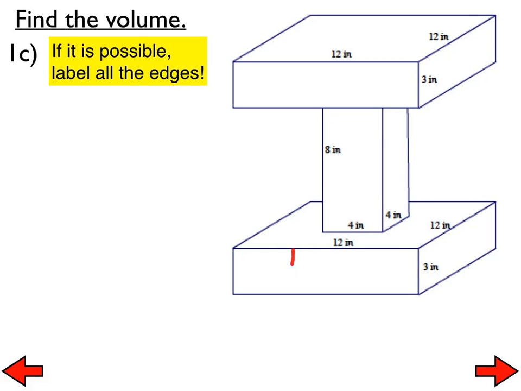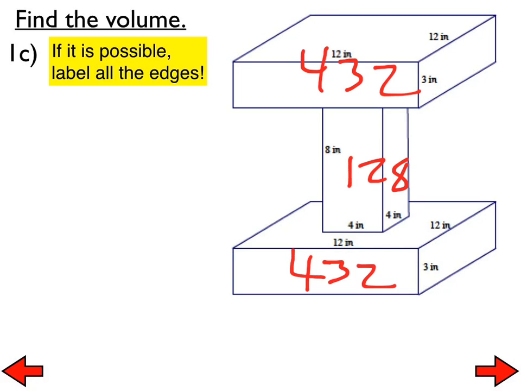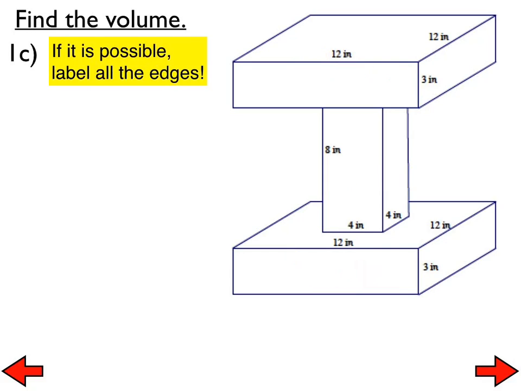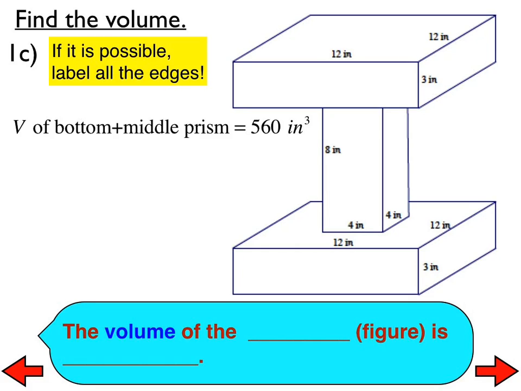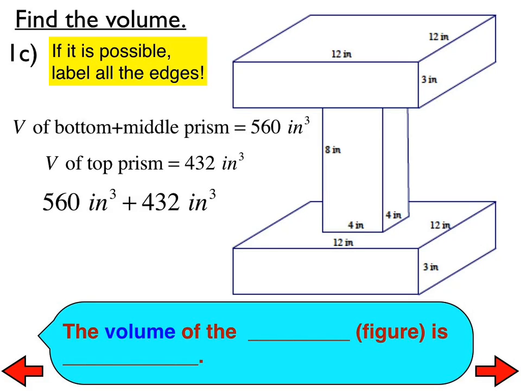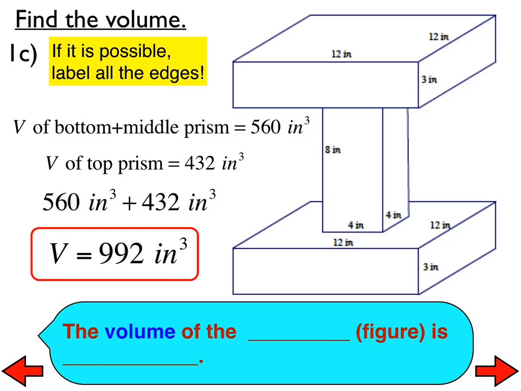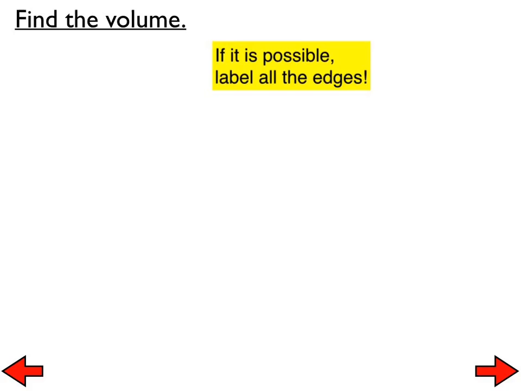Now, we had already found the volume of this piece right here. It was 432, and I believe this one was 128. And then if you looked at the top piece for more than a few seconds, you should have realized it's exactly the same thing as the bottom piece. But even if you didn't, you would have gotten 432 for that one. The volume of the entire shape is the volume of each of the pieces added together. So the volume of that composite shape should be 992 inches cubed.